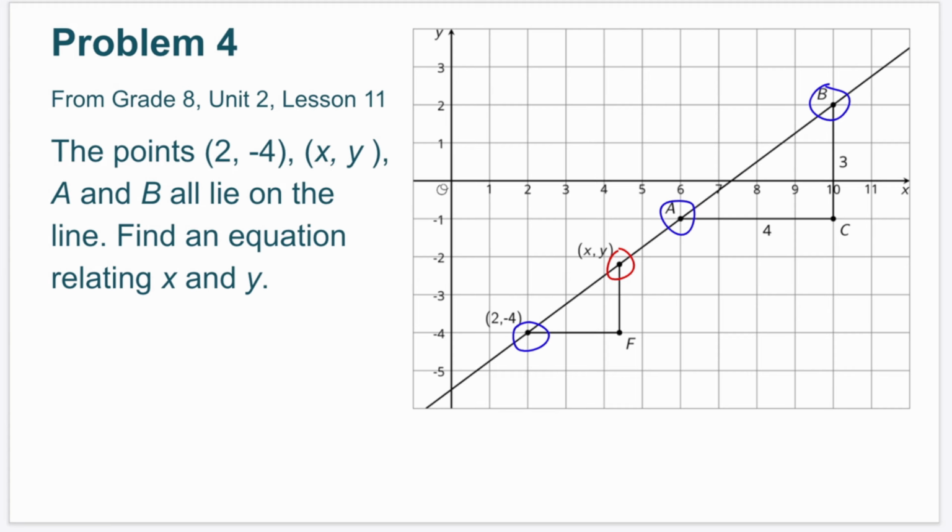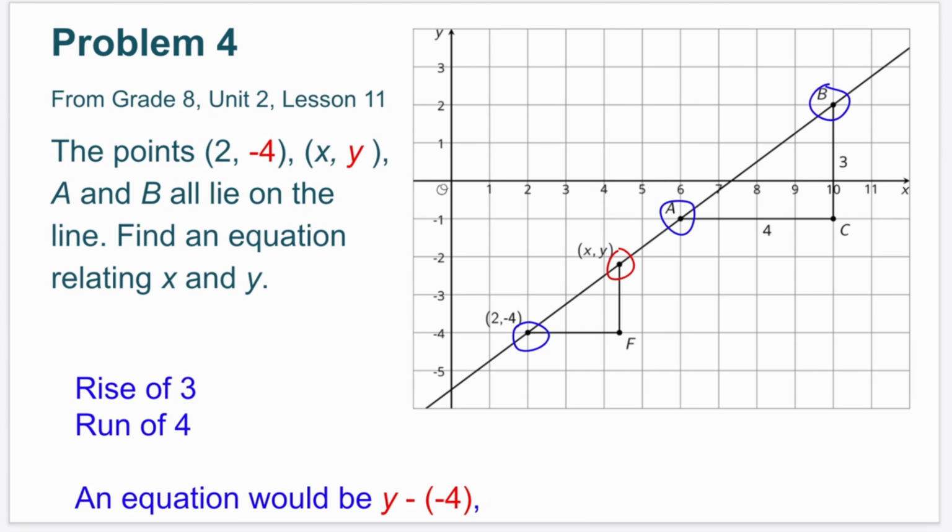I'm going to use this one also because it lands on the x coordinate whole number 10 and the y coordinate whole number 2. Here's a rise of 3 and a run of 4. That means that the slope is 3 over 4, or 3/4 slope. And again, here we have a rise of 3 and a run of 4, confirming that this line has a slope of 3/4. An equation would be y minus the y coordinate of negative 4.